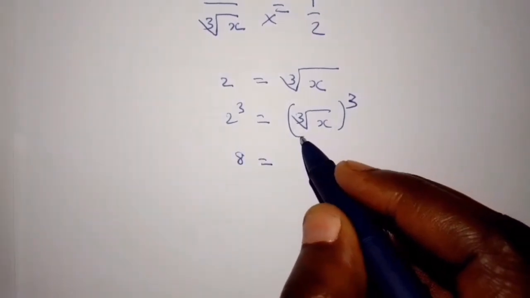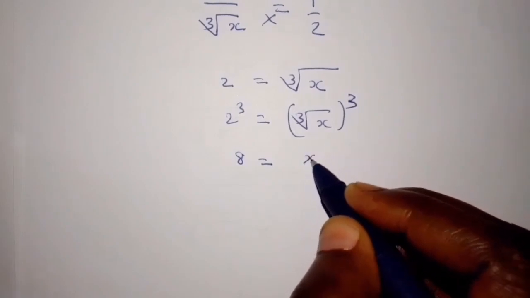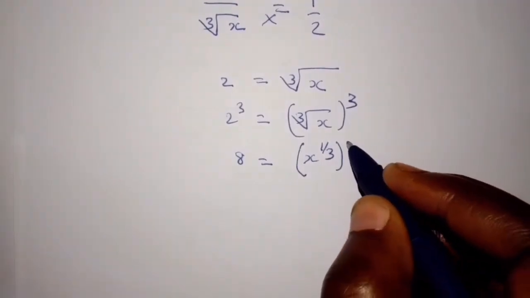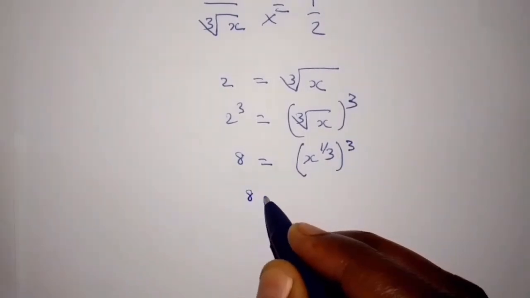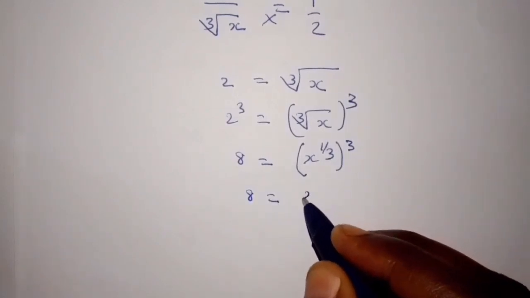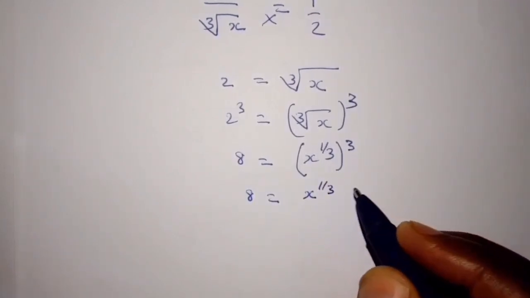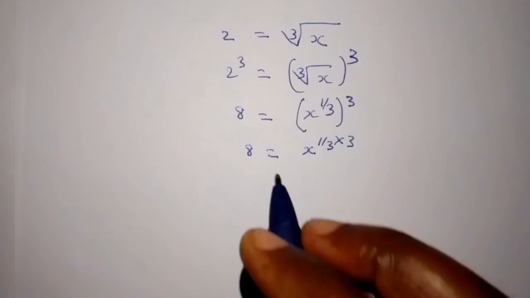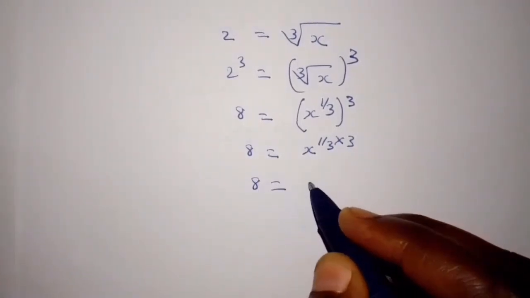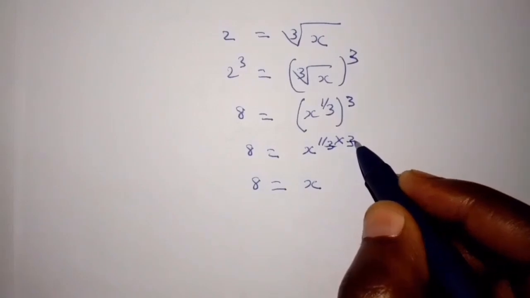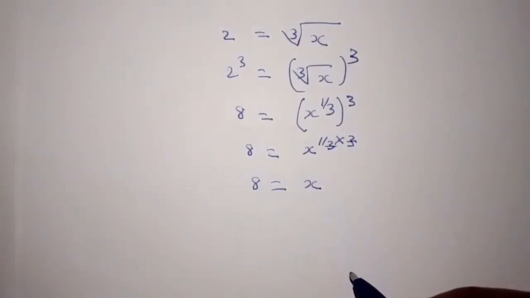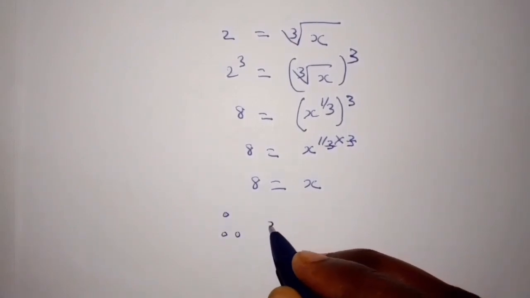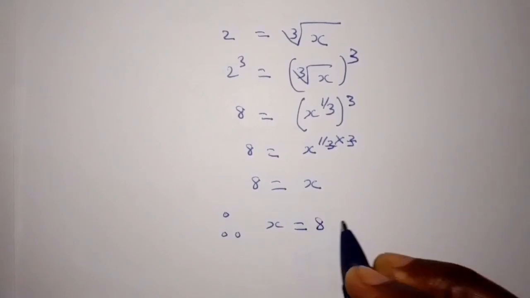We can write cube root of x as x power 1 over 3 into bracket power 3. 8 is equal to x power 1 over 3 times 3. 8 is equal to x, 3 cancels 3. 8 is equal to x power 1, which is equal to x. Therefore, x is equal to 8.